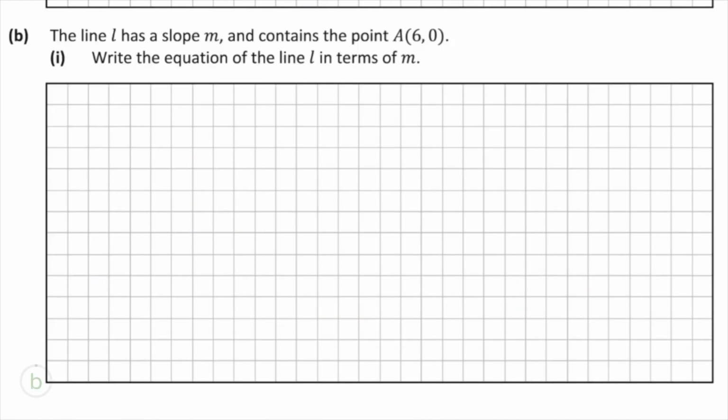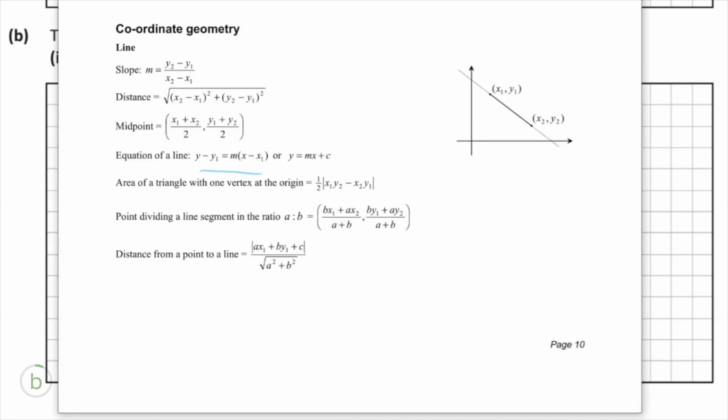So in part B, we're told the line L has a slope m and contains this point A, which is (6, 0). And all we've got to do is write the equation of the line L in terms of m. So this is just extremely straightforward. If we just go back and get the equation of a line formula once again, we're basically just going to use this, and we're going to leave m in as it is.